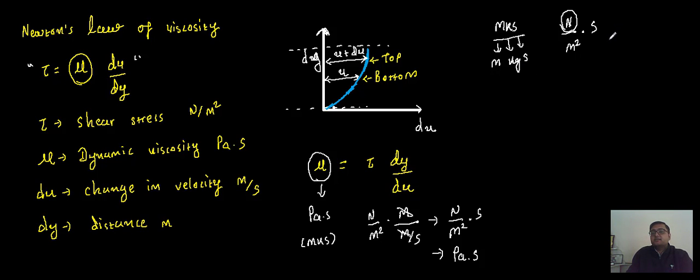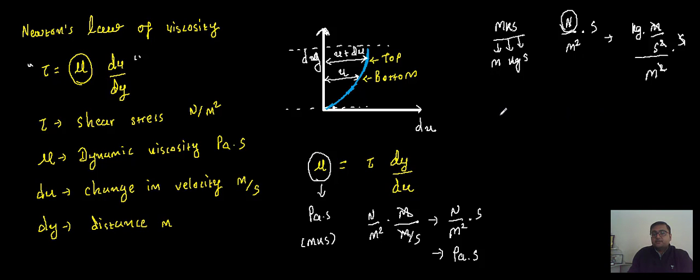How do we define it? We need to recall our fundamental, the second law of Newton. What does it state? Force is nothing but mass into acceleration. Force has a unit of Newton. So Newton is equal to kg into meter per second square, divided by meter square and into second. One meter square goes out and one second cancels out.